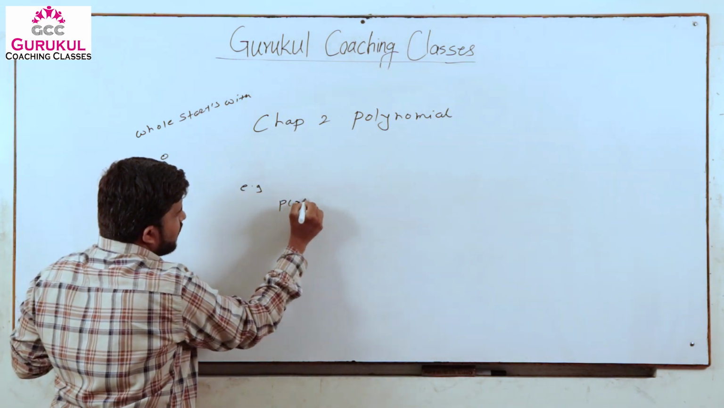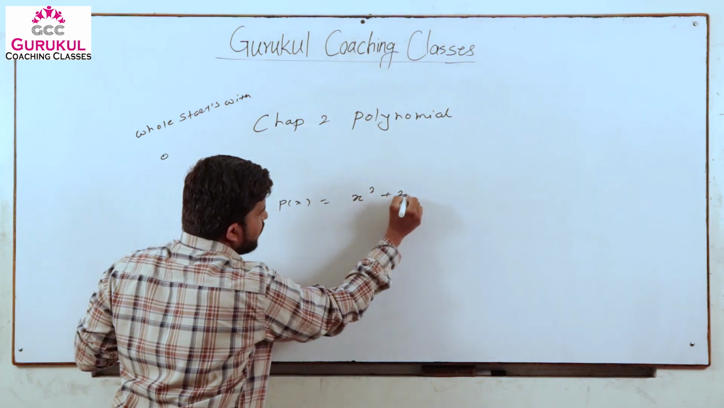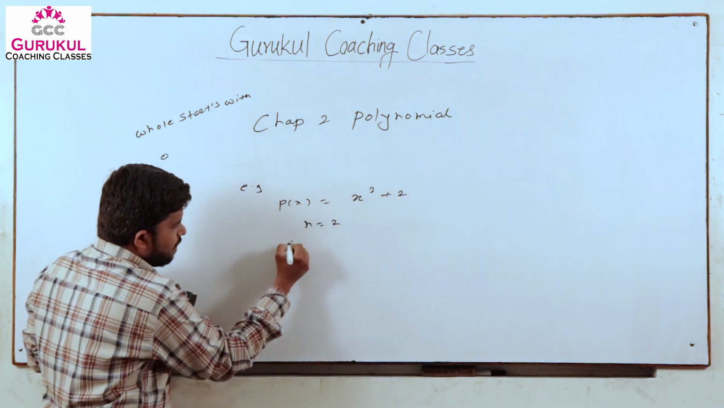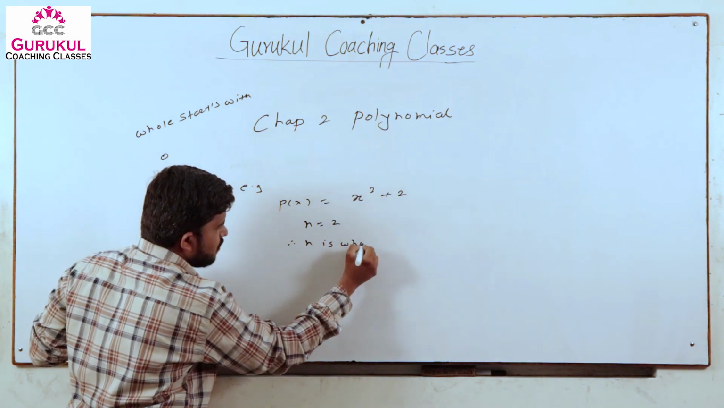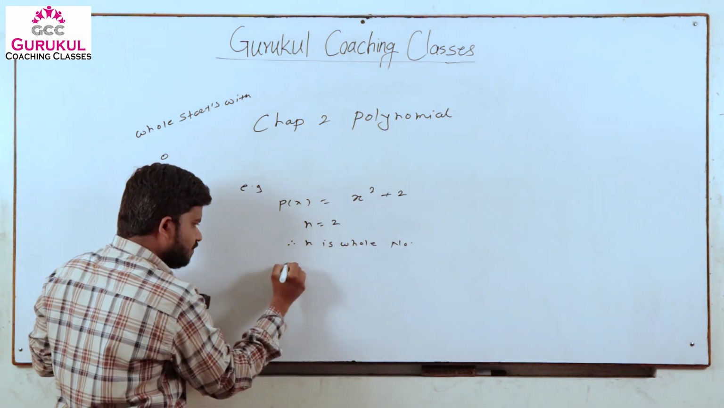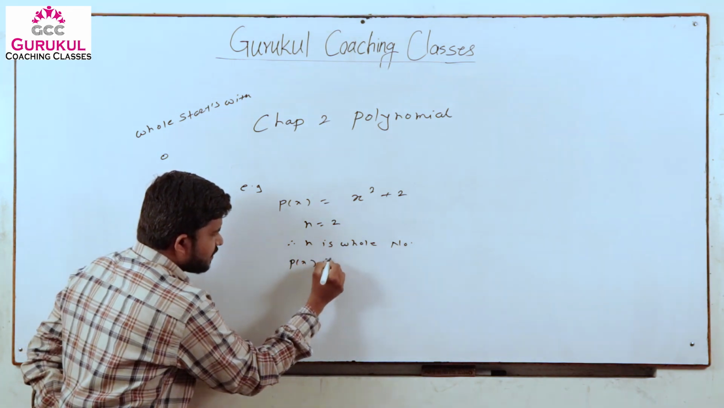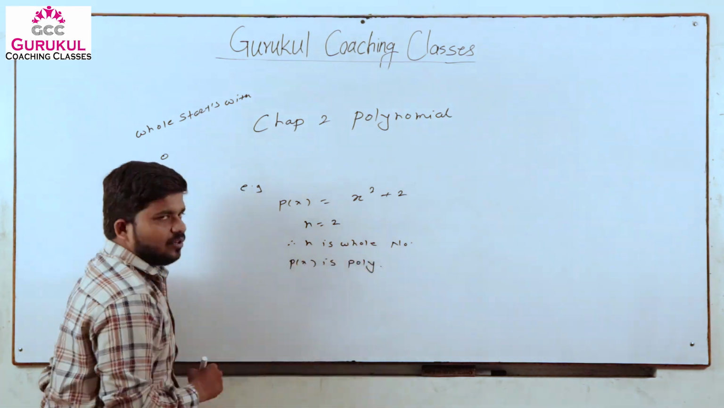For example, p of x equal to x raised to 2 plus 2. n is equal to 2. Therefore, n is a whole number. So, p of x is a polynomial.